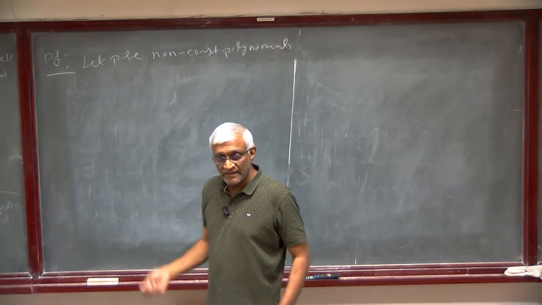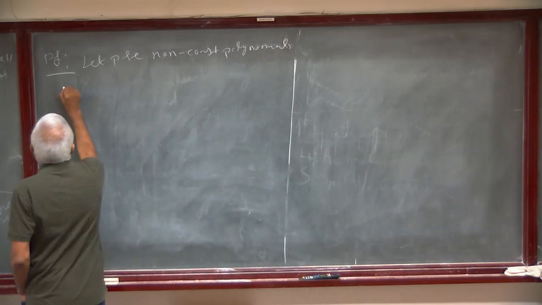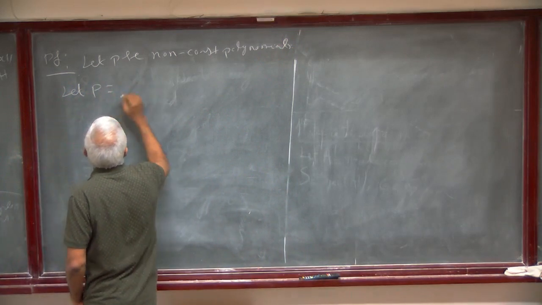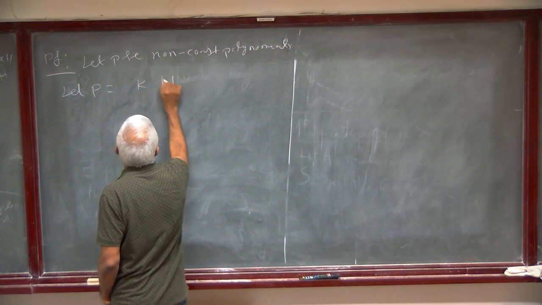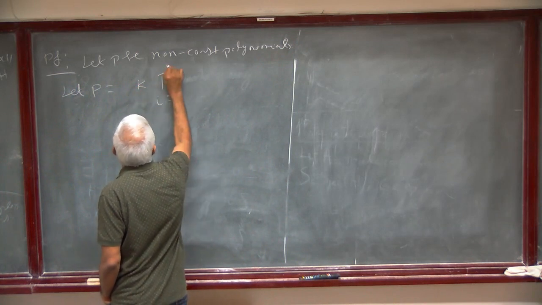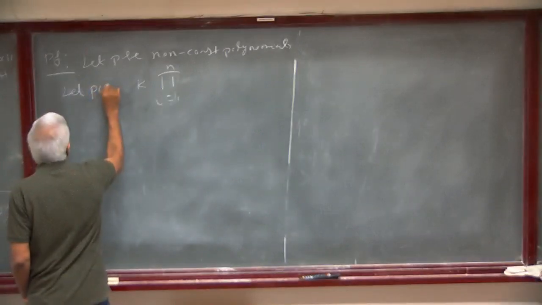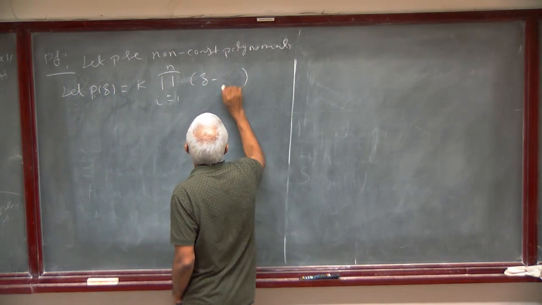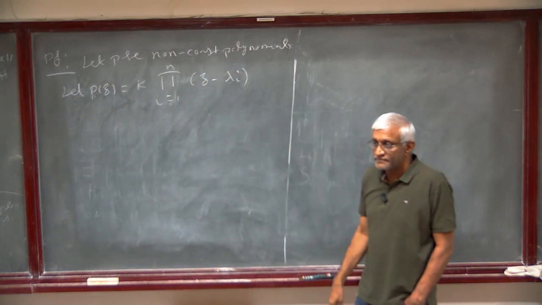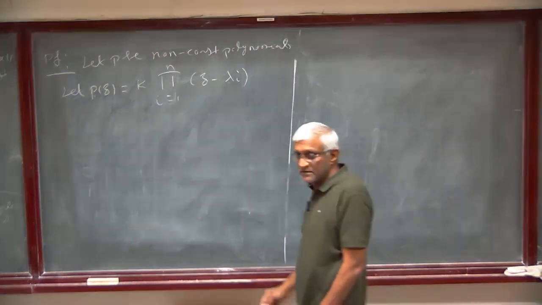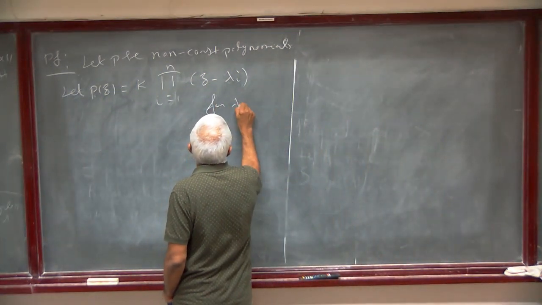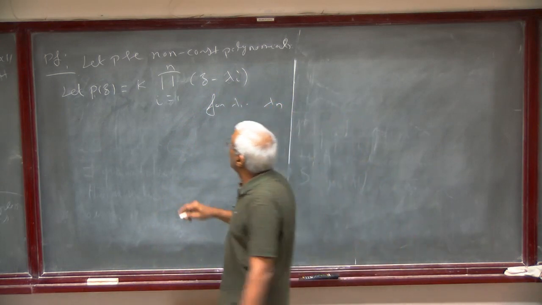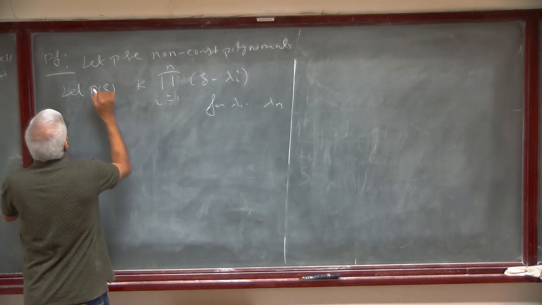So there exist roots. Let P be equal to some constant k times the product from i equal to 1 to n of z minus lambda i. We can write it like this because it's a complex polynomial. These are the roots, and you can repeat them n times.